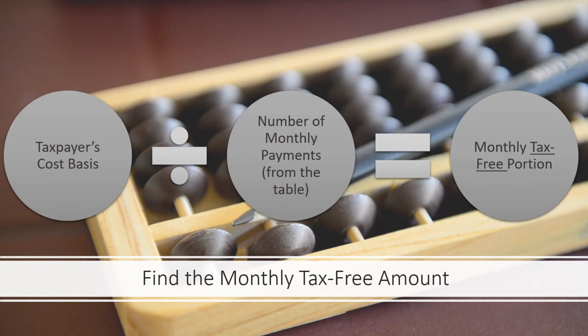So now I know you're wondering, how on earth do I figure out the monthly tax-free amount? So that's just the taxpayer's cost basis, so that's the employee's contribution into the plan, divided by the number of monthly payments, and that comes from a table, which we'll look at shortly, and that equals the monthly tax-free portion. So it's important to remember that's the tax-free portion. The taxable portion would be the total distribution minus the tax-free portion.